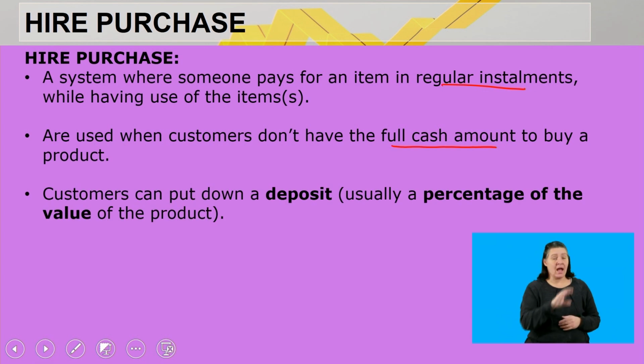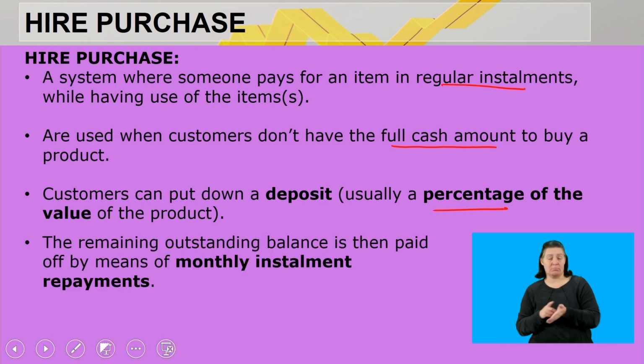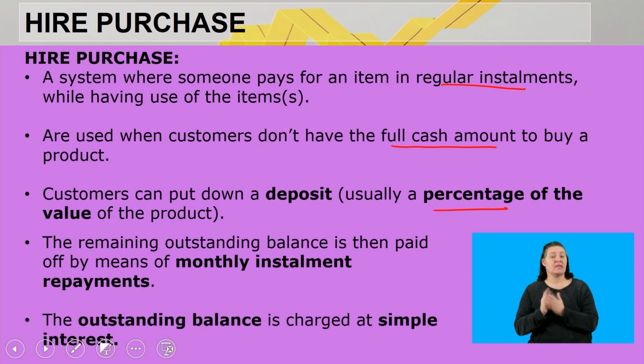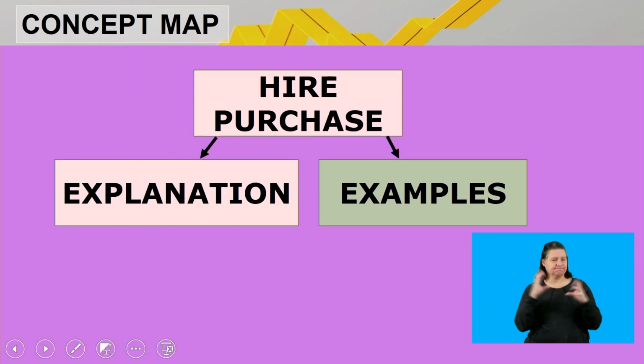Then customers can put down a deposit, and that deposit is usually a percentage of the value of that product. Also important to note is that the remaining outstanding balance is then paid off by means of monthly installment repayments. And lastly, I indicated the outstanding balance is charged at simple interest. Now let's put all of this into context.